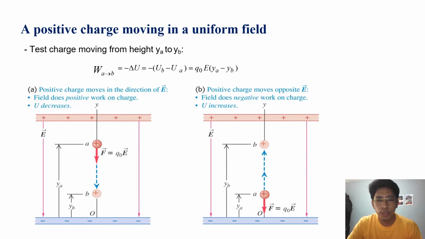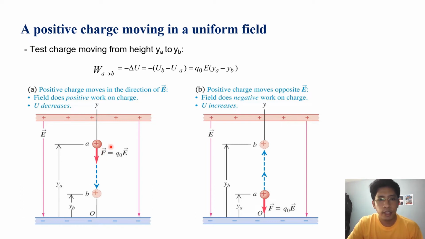If you have a positive charge moving in a uniform field, for example, here you have your positive charge, and we still have the same parallel plates, positive plate above and a negative plate below. You still have this uniform electric field from your positive towards your negative plate. Now, if you have a positive test charge that moves in the direction of the electric field, that is, it moves downwards here, you know that your positive test charge is attracted to your negative plate since they have unlike charges. So your test charge experiences a force that is downwards here.